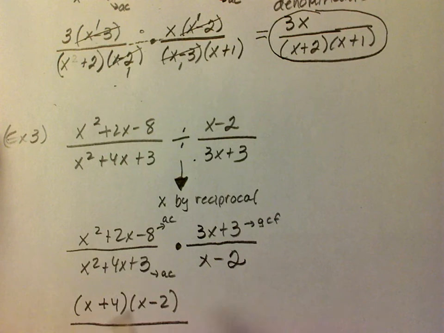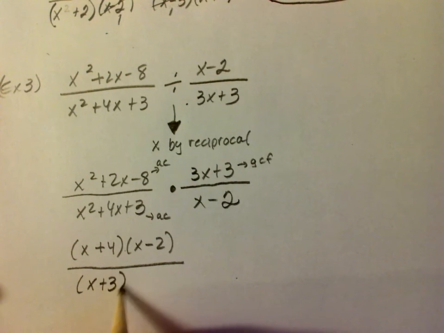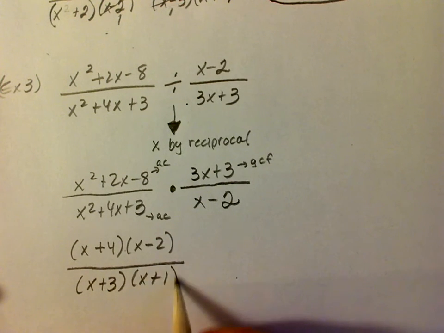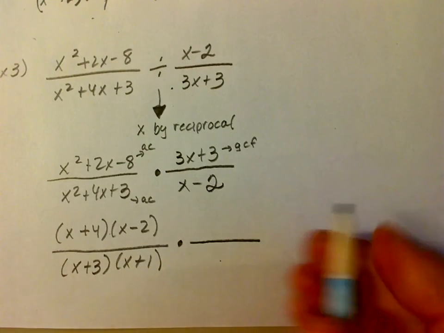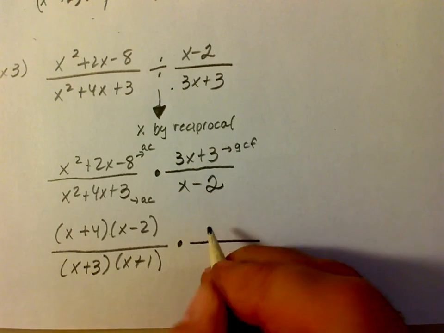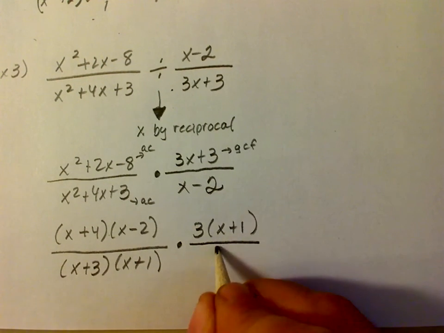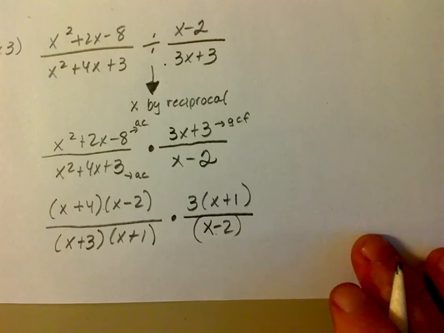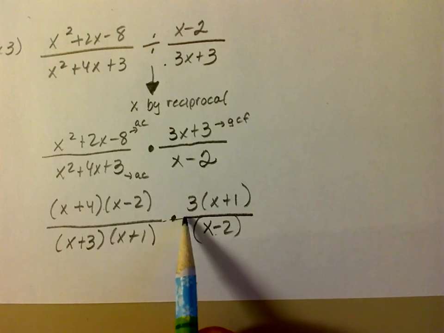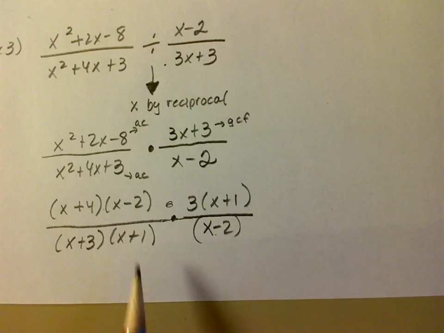So I factored my numerator, the x squared plus 2x minus 8. I will factor my denominator, x plus 3 times x plus 1. The numerator of my second fraction, or my second rational expression, is a GCF method. And then x minus 2. I'd like to put that in parentheses so I know it's a factor. Again, I'm just going to connect these together and show it as one fraction.